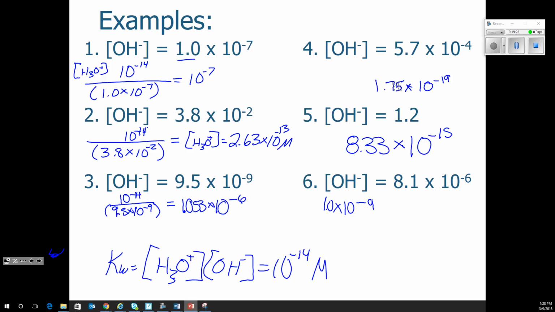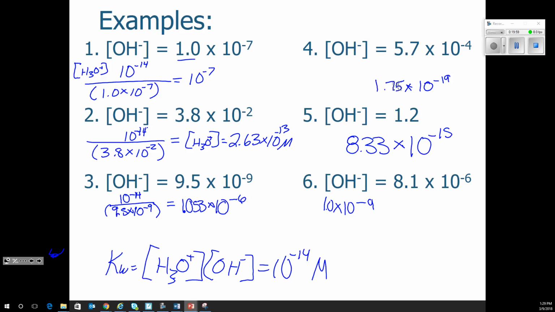So 10 to the minus 14 divided by parentheses 8.1 times 10 to the negative 6. Bring everything down. I got 1.23 times 10 to the minus 9. Is that what everybody else got? 1.23 times 10 to the minus 9. Okay, so we had some issues there. And I'm not sure exactly how to change those calculators to scientific notation. So we probably need to worry about that on those. Okay, so let's go forward.